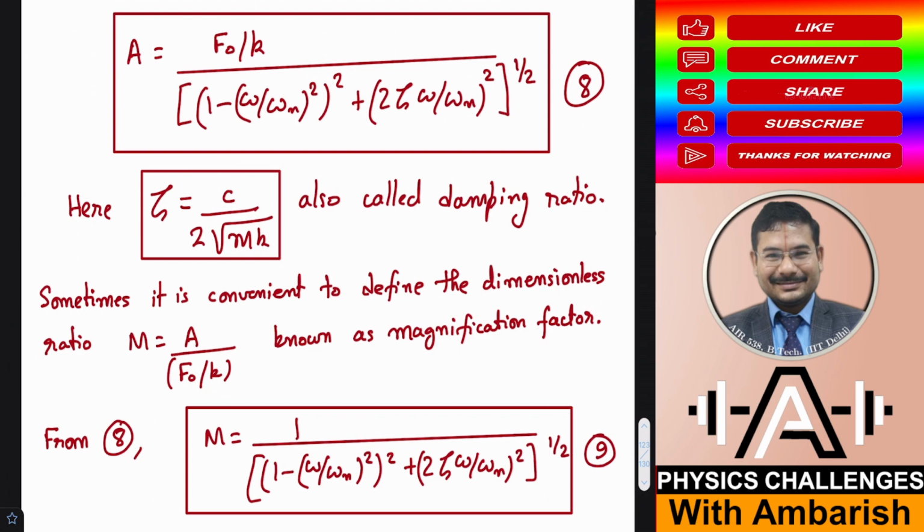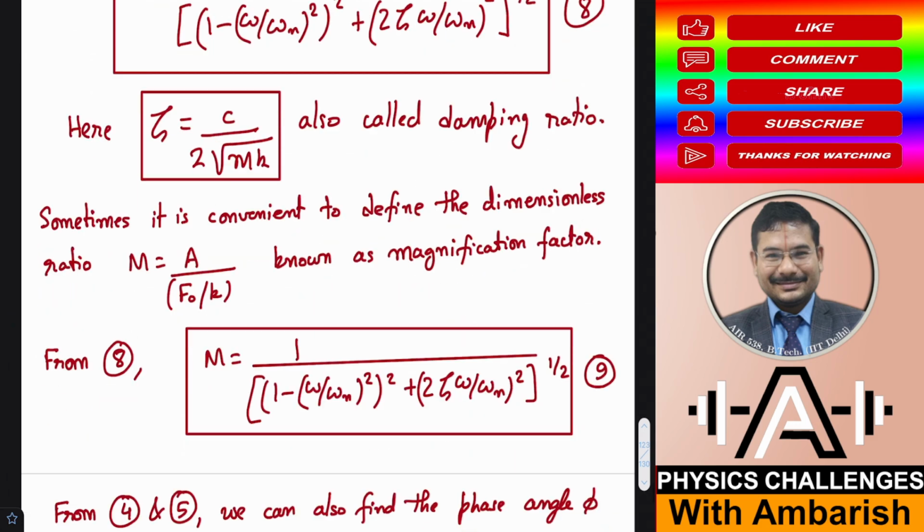Now what's the physical significance of zeta? It turns out that this terminology zeta comes from the topic of damped oscillation. If zeta is less than 1, then we have damped oscillations, and if zeta is 1 or more than 1, then we do not have an oscillatory solution. So that's the physical significance of zeta.